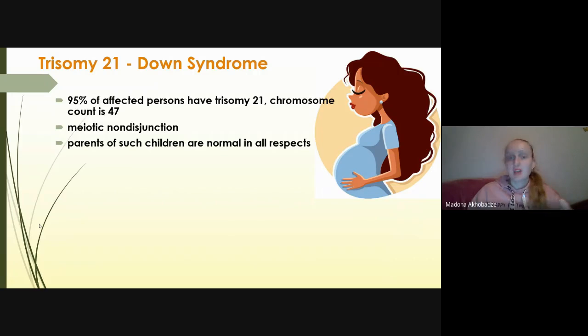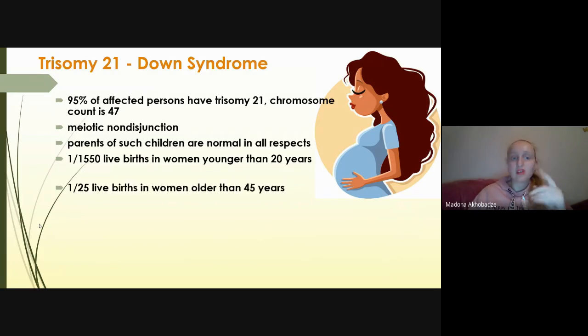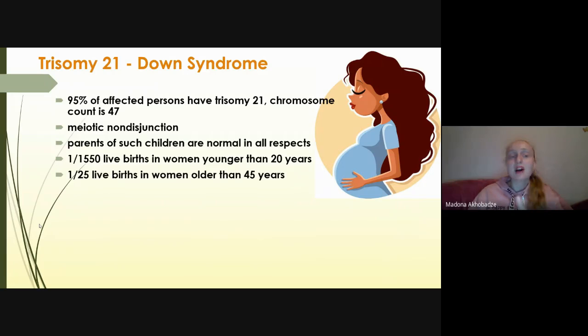They are just so the parents could be normal but still have a chance to have a baby with Down syndrome. It happens usually once in 1,550 births in a woman younger than 20 years. It means one in more than 1,550 cases, but this number dramatically increases when the age of the mother increases. So it happens once in 25 live births in a woman older than 45 years.